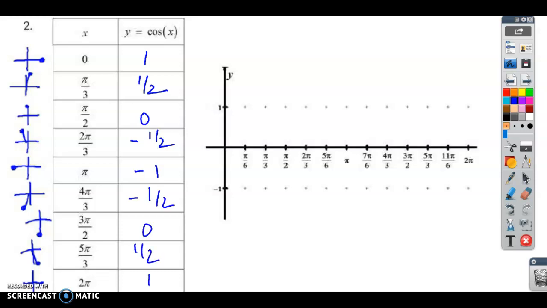So now we go ahead and plot 0, 1. Pi over 3, 1/2. Pi over 2, 0. 2 pi over 3, negative 1/2. Pi, negative 1. 4 pi over 3, negative 1/2. 3 pi over 2, 0. 5 pi over 3, 1/2. 2 pi, 1. So what's happened is we've got one full period. Oh, you probably could draw that better than me. There we go. So we're starting at 1, we go all the way down to negative 1, and we come back up to 1. One full period of cosine.